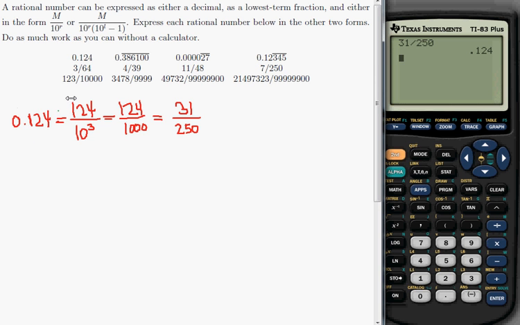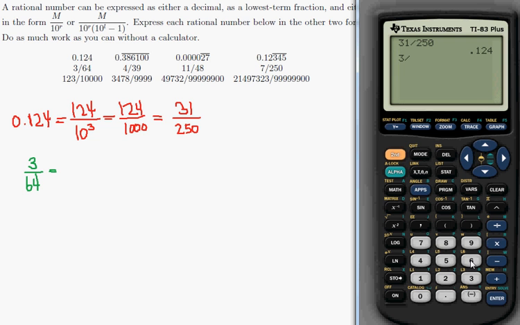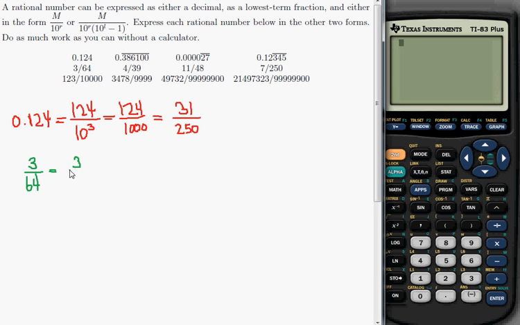Sticking in the first column, 3 over 64. That is a lowest term fraction, and we have to convert this to either a decimal or into the desired form. Converting to a decimal, clearly we can just simply divide, so we could simply do 3 divided by 64 to get 0.046875. Slightly more elegantly, we notice that 64 is 2 to the 6th power. And so this will be equal to 3 times 5 to the 6th divided by 2 to the 6th times 5 to the 6th.